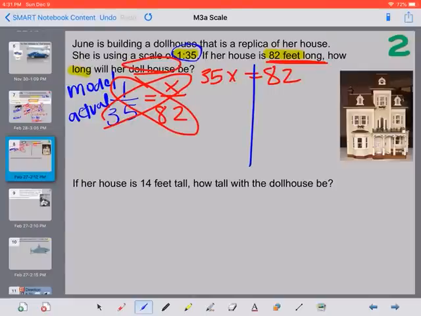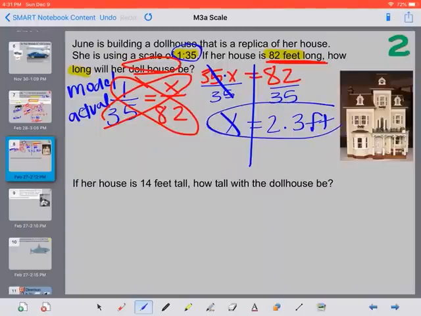So we are going to divide. The opposite of multiply is divide. Divide by 35. X equals 82 divided by 35. It's going to give me a really weird decimal. I'm going to just round it to 1 decimal point, 2.3, and we were talking about feet. So her dollhouse should be 2.3 feet wide or long.